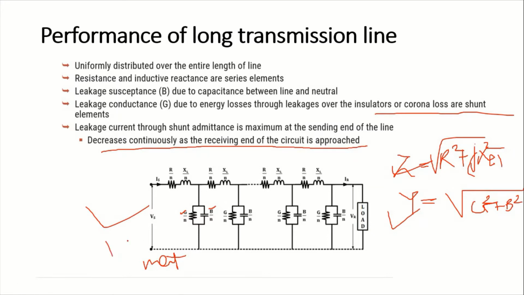So the shunt admittance Y is maximum at this terminal, and Y decreases from the sending end to the receiving end. Clear?